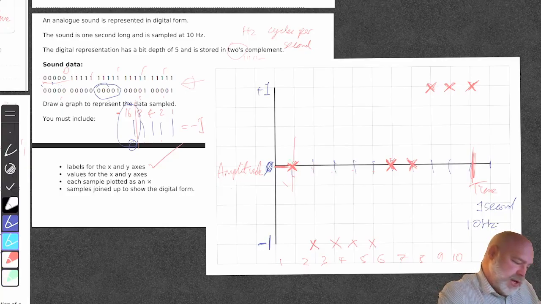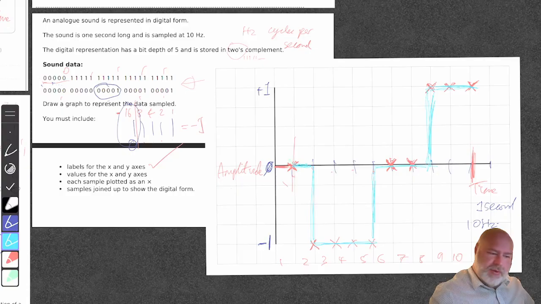So let's just sort of connect these together. They're going to be connected together. That's going to go down there. That's going to go up here. Those are going to go across. That's going to go across. That's going to go across, and that's going to go across. So that's our sample there.